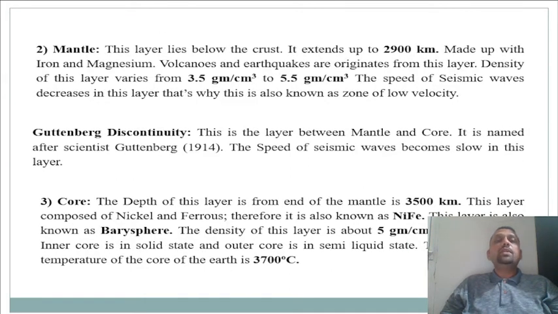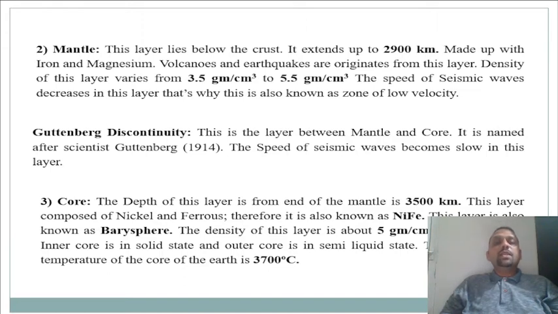The second layer of the interior of the earth is the mantle. This layer lies below the crust. It extends up to 2900 km and is made up of iron and magnesium. Volcanoes and earthquakes originate from this layer. The density of this layer varies from 3.5 gram per centimeter cube to 5.5 gram per centimeter cube.